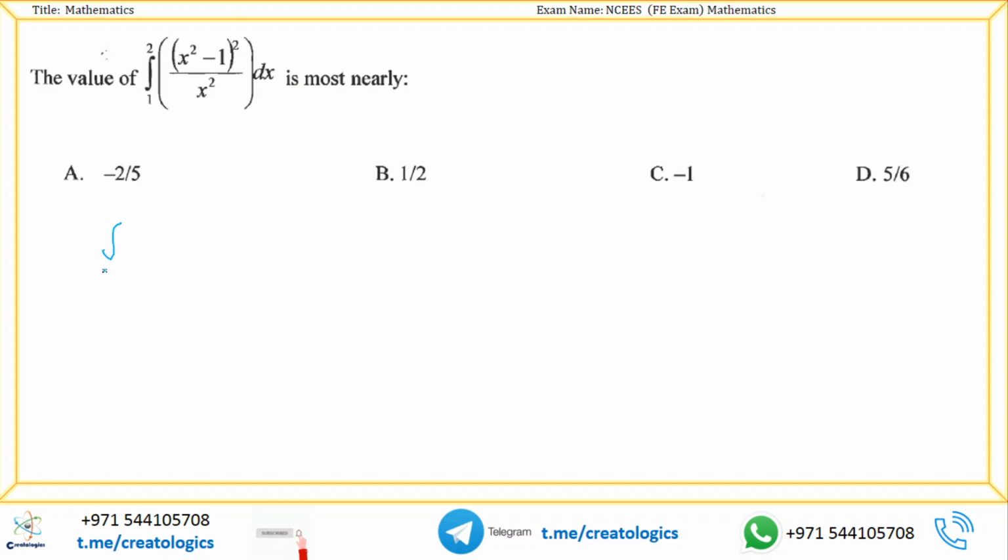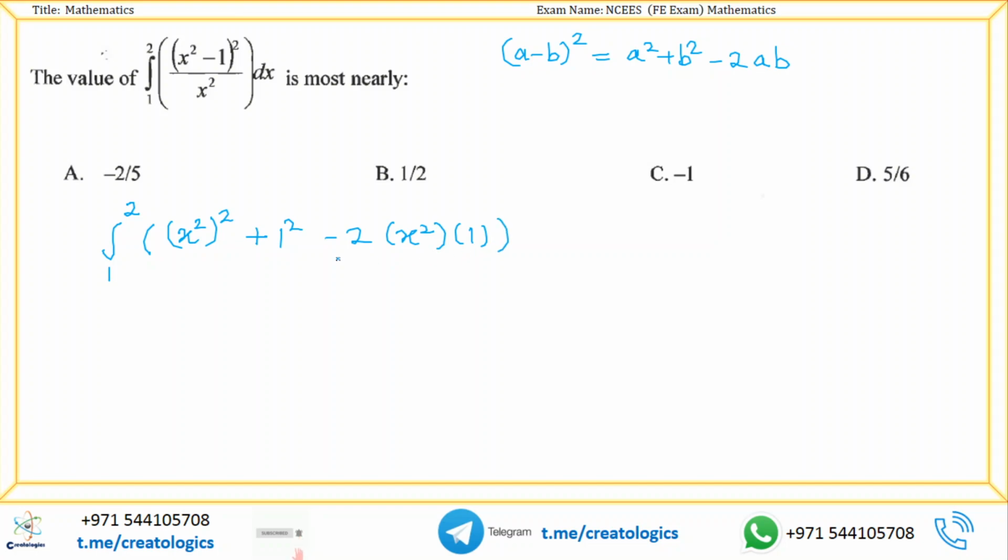So for that, let's take the integral from 1 to 2, and the numerator is a perfect square, so I will use (a minus b) whole squared, which is a squared plus b squared minus 2ab. In the numerator we have (x squared minus 1) whole squared. So I get (x squared) squared, which is x raised to the power 4, plus 1 squared, minus 2 times x squared times 1. That's your numerator, whole divided by the denominator x squared, dx, that we need to solve.